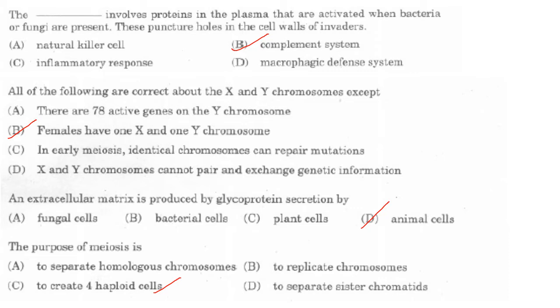Then next one. An extracellular matrix is produced by glycoprotein secretion by animal cells. Answer is option D. The purpose of meiosis is to create 4 haploid cells. Answer is option C.